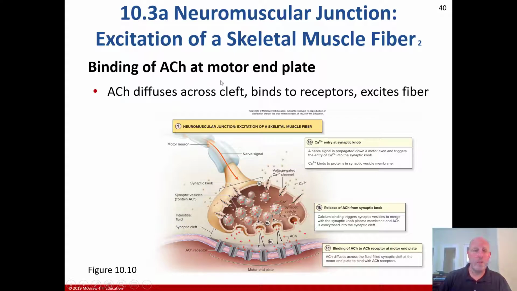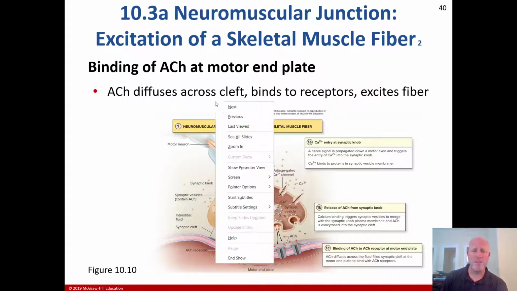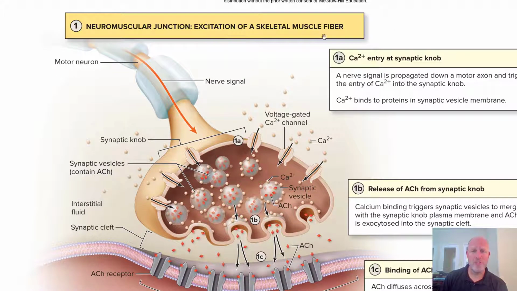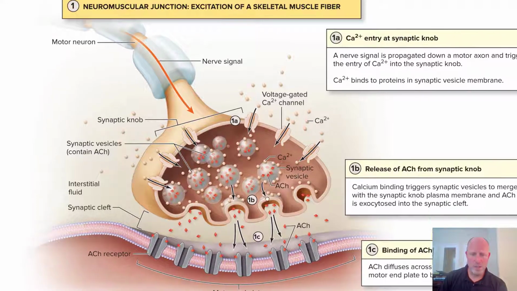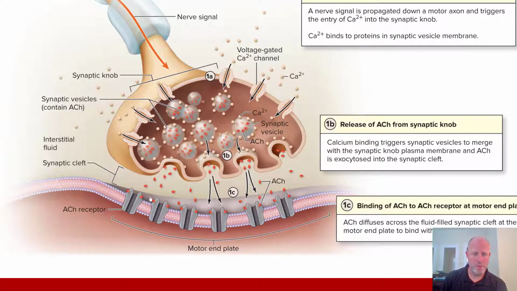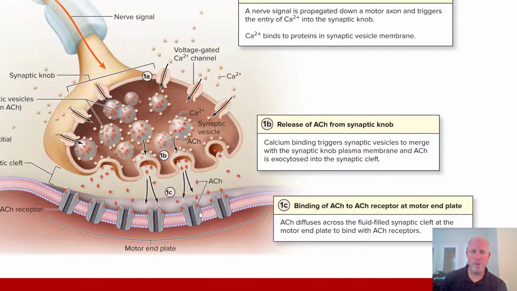The binding of the acetylcholine at the motor end plate is where the acetylcholine diffuses across the cleft, binds to the receptors, and excites the fiber. So we have this neuromuscular junction, the excitation of a skeletal muscle fiber, again down that motor neuron, that nerve signal, the synaptic knob here, and we have these voltage-gated calcium channels here, our synaptic vesicles here, the acetylcholine released, and it travels across this synaptic cleft through the interstitial fluid there, to the motor end plate, the attachment point where the neuron meets our muscle fiber. There's an acetylcholine receptor here for that to happen in the first place.